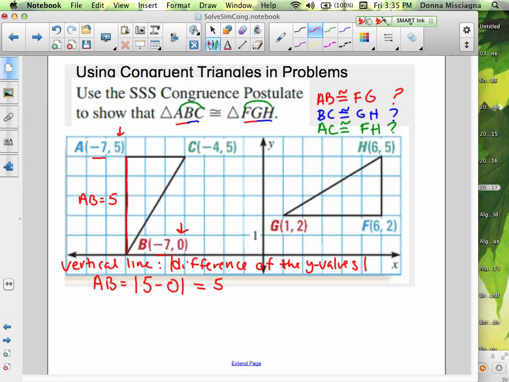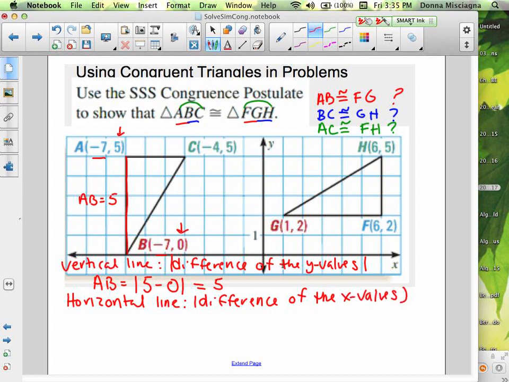FG. Sorry, FG. Just when I was scanning back and forth, I copied the wrong letter down. All right, so FG. I feel a bit better about that. This time we have a horizontal line. So for a horizontal line, the length is just going to be the absolute value of the difference of the x coordinates.